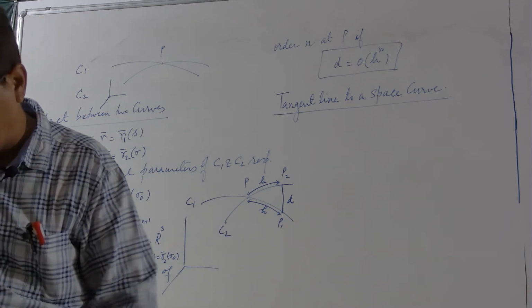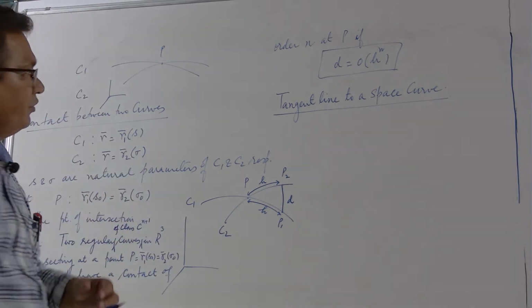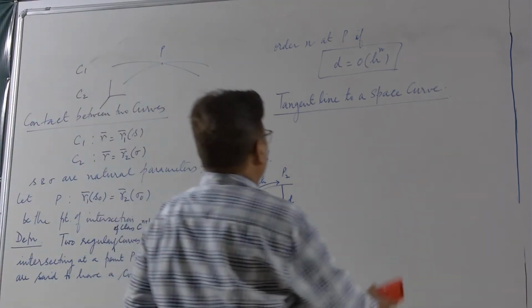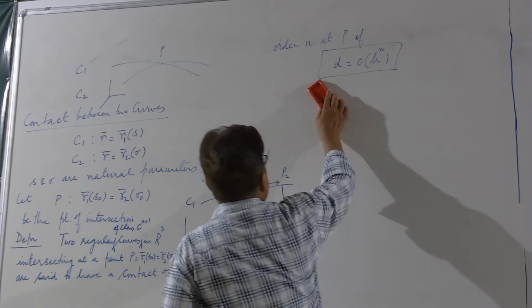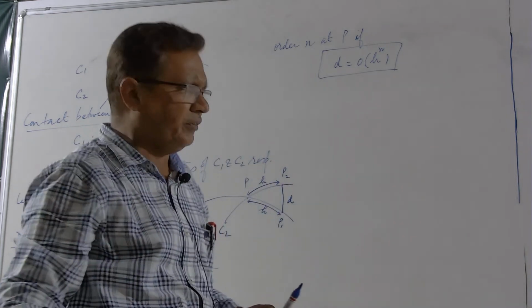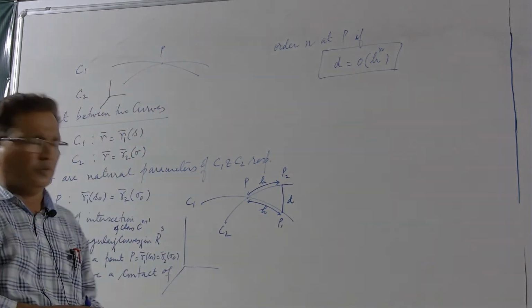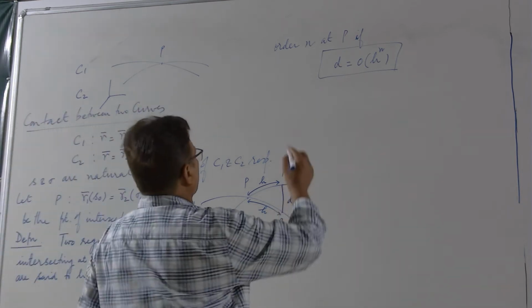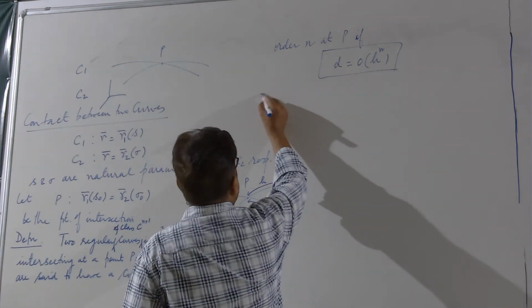Before discussing the tangent line, I have to find a characterization. In fact, you may not be able to work out the order of contact between two intersecting curves with the help of the definition itself. So, we need to develop a certain characterization. That characterization is given in this theorem.